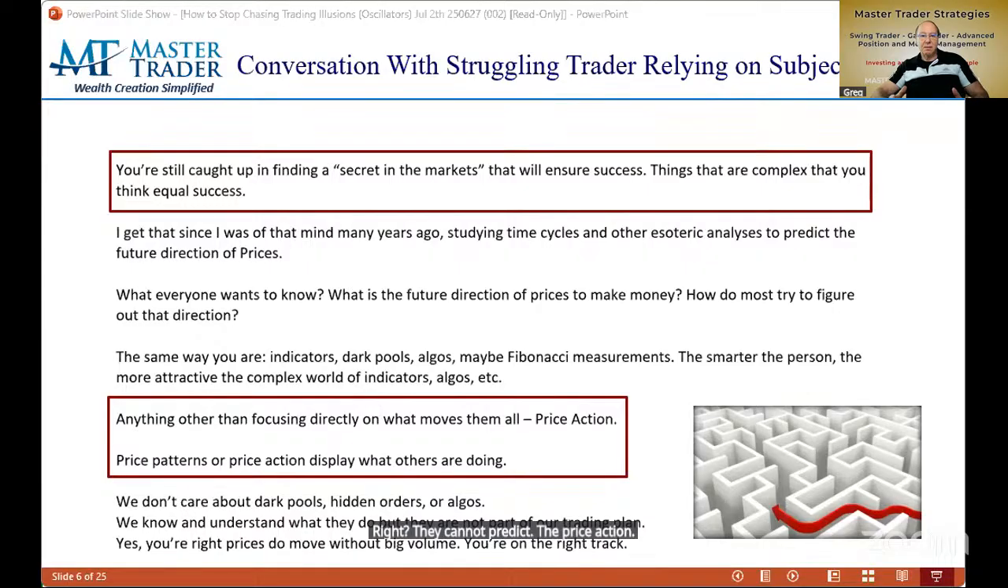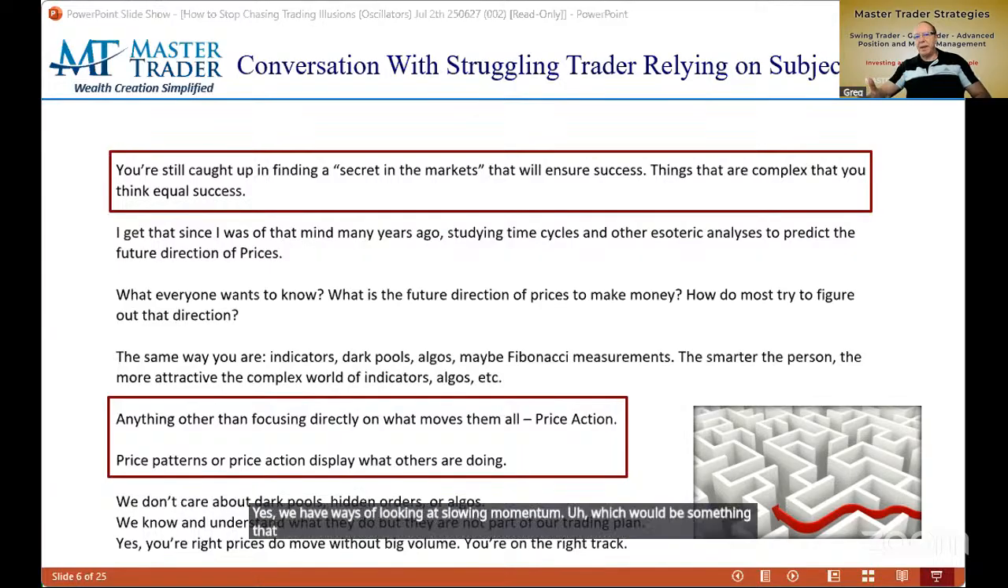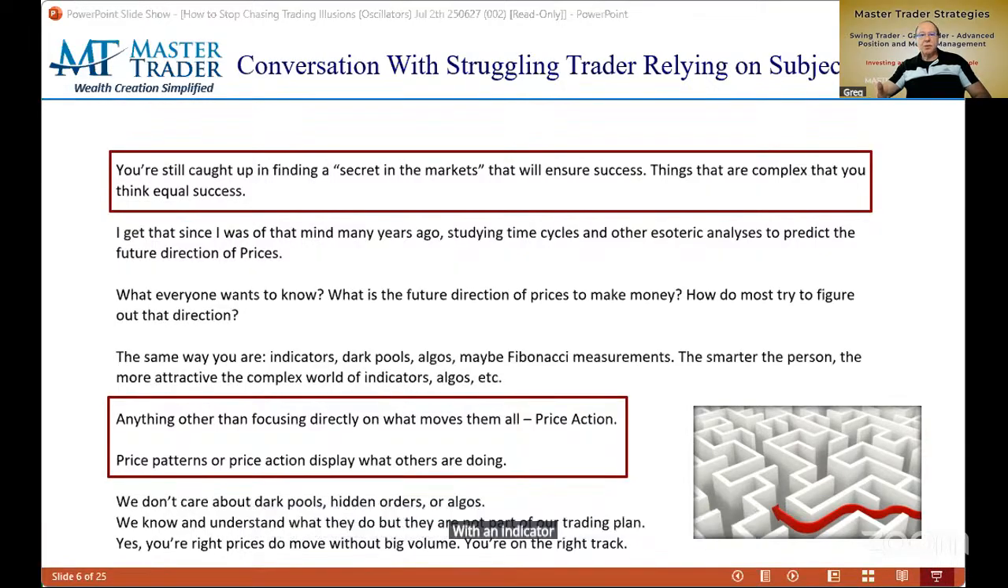If you utilize basic information, is the trend up, down, or sideways? If the trend is up, we assume it's going to continue to go up. Down, down. Sideways is chop. And so now, reading that information, if the trend is up and the oscillator says, oh, it's overbought, bullshit. It's going up. And if there's no resistance to the left, odds are it's going to keep going up until it fails for some reason. Now, yes, we have ways of looking at slowing momentum, which would be something that displays a bearish divergence with an indicator. But once you learn to read price action, you don't need any of that stuff.